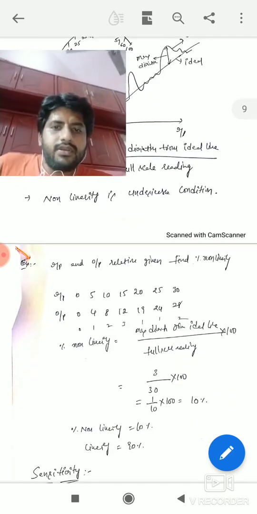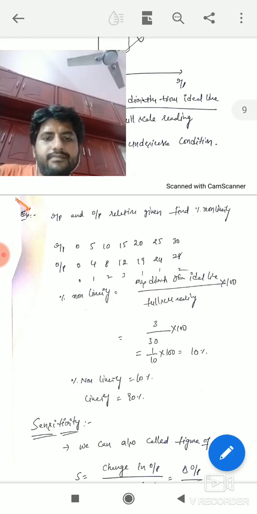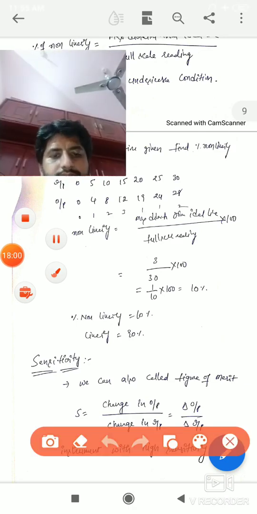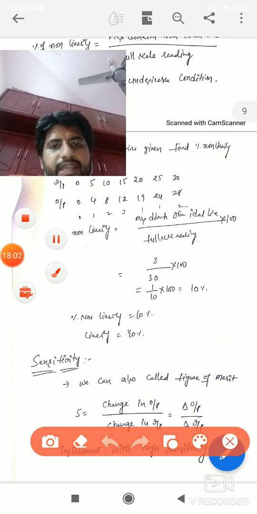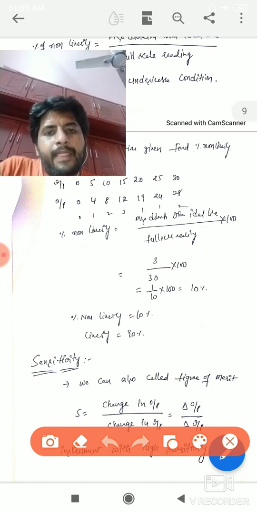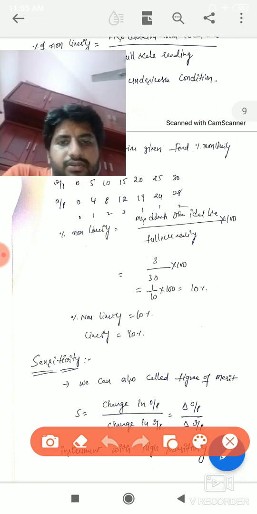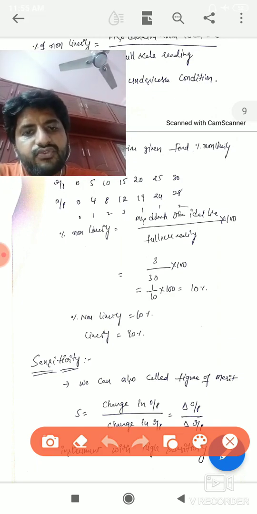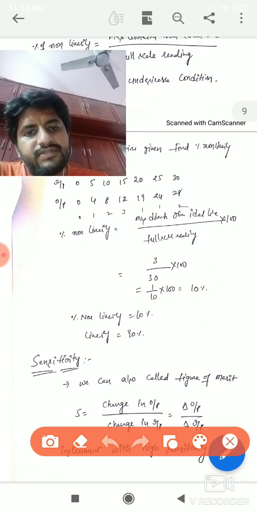Given one system, the input and output characteristics of an instrument are given, and we need to find the percentage of non-linearity. Input is 0, output is also 0. Input is 5, output is 4. Input is 10, output is 8. Input is 15, output is 12. Input is 20, output is 19. Input is 25, output is 24. Input is 30, output is 25.